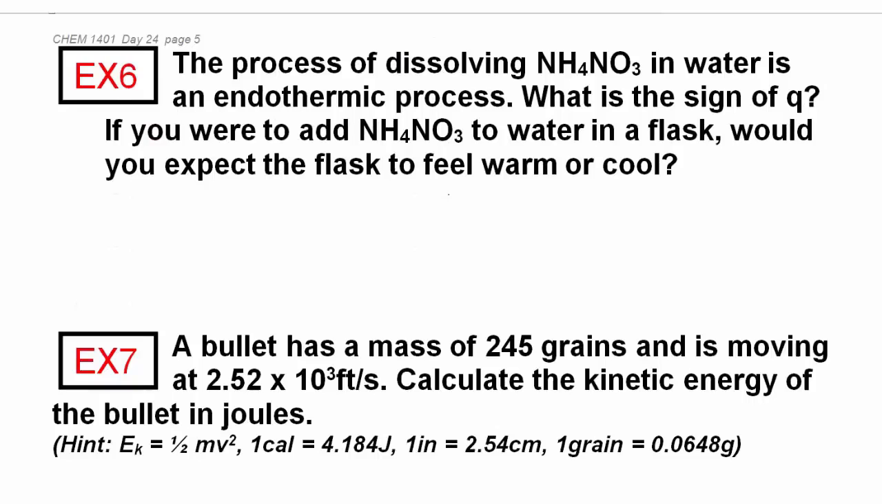The process of dissolving ammonium nitrate in water is an endothermic process. What is the sign of Q? Well, it has to be positive, because it's endothermic. If you were to add ammonium nitrate to water in a flask, would you expect the flask to feel warm or cool? Well, if it's endothermic, you need to get cool because heat's getting absorbed in order for the reaction to progress.